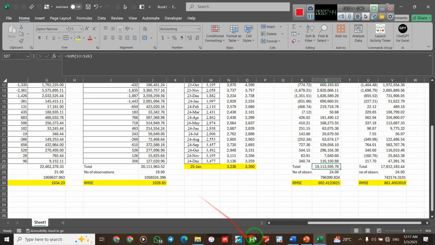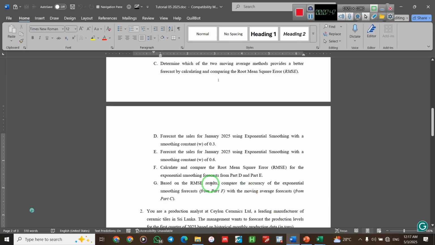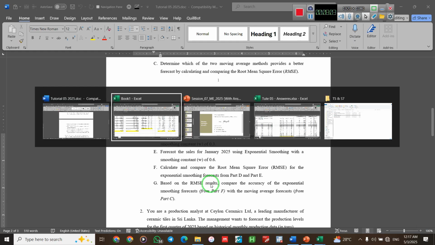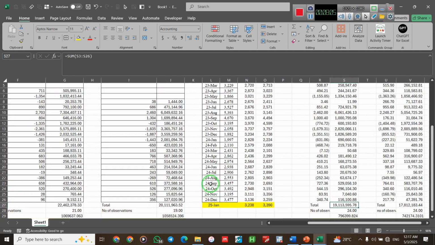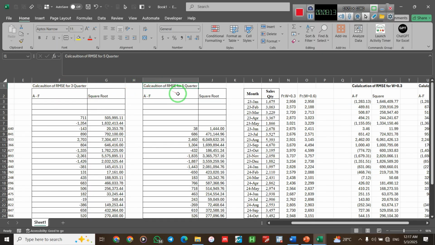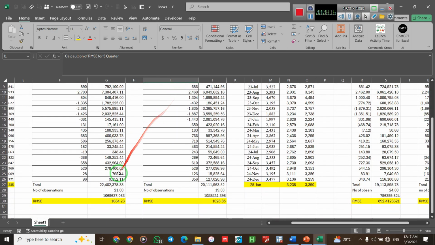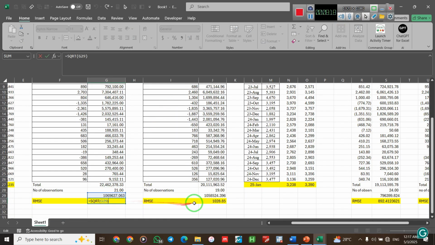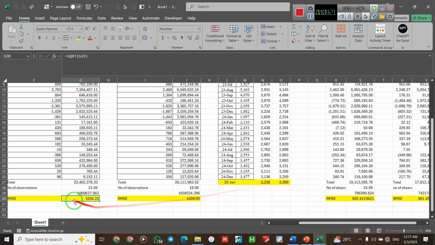So in the question they are asking to compare the two methods that we have done so far. To identify the best method, or what gave the most accurate results, we can use the RMSE results, right? For everything we have calculated the RMSE. Here we have calculated the RMSE for the third quarter, here the RMSE for the fifth quarter, and so on. So these are the RMSE values.